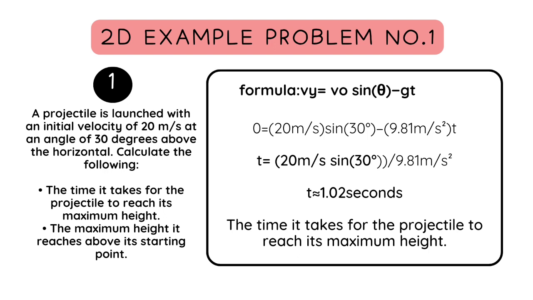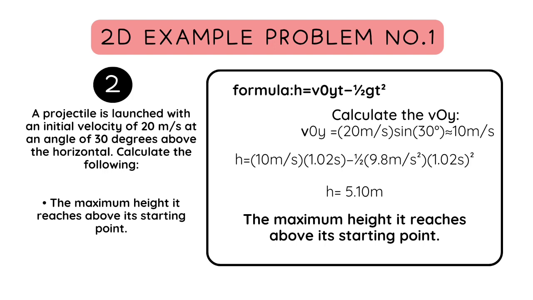So rearrange the equation to solve for t. So 0 is equal to 20 meters per second times sine 30 minus 9.81 meters per second squared multiplied by t. When we rearrange it, it becomes t is equal to 20 meters per second times sine 30 over 9.81 meters per second squared. So plugging in, we will have t is equal to 1.02 seconds.